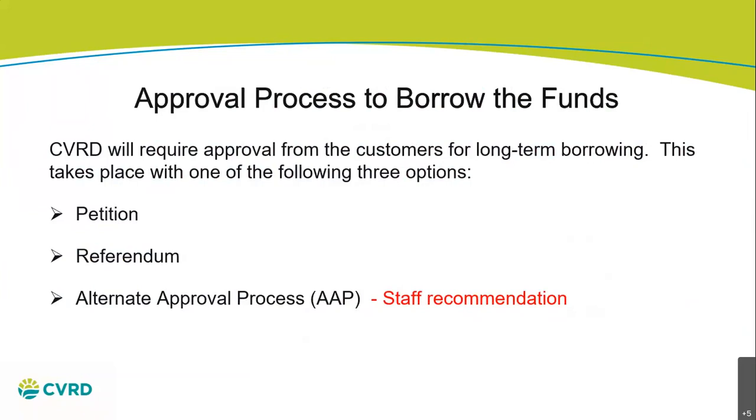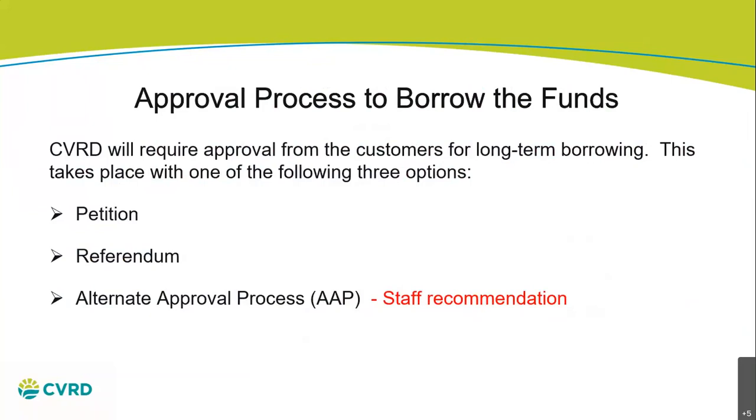There are three options under the legislation for the CVRD board to consider. One is a petition process, where there's a petition form that a majority of the householders have to sign within the service area. Another is a referendum, which is a vote. The petition is per household, a majority of households, and other property owners. We don't have many other types of property owners, but any commercial or institutional would also be part of that.